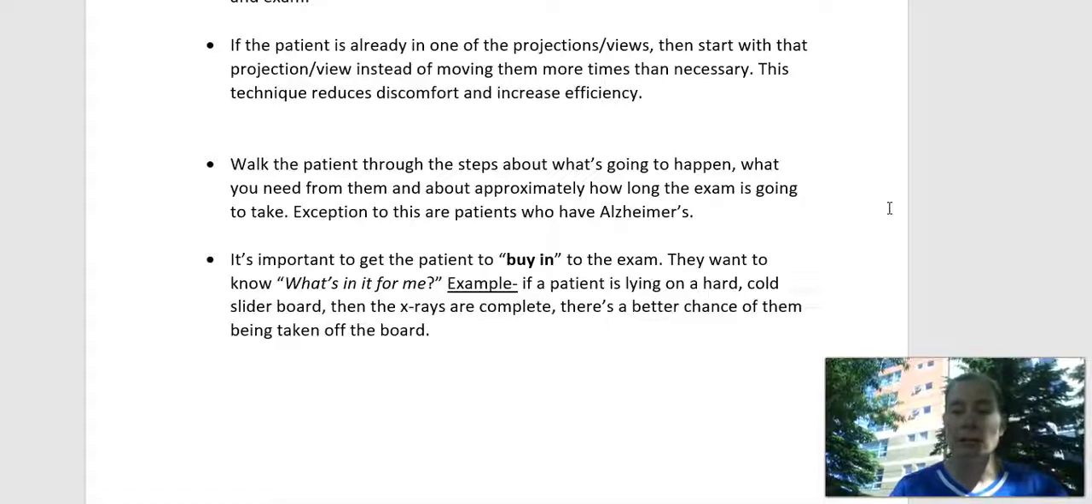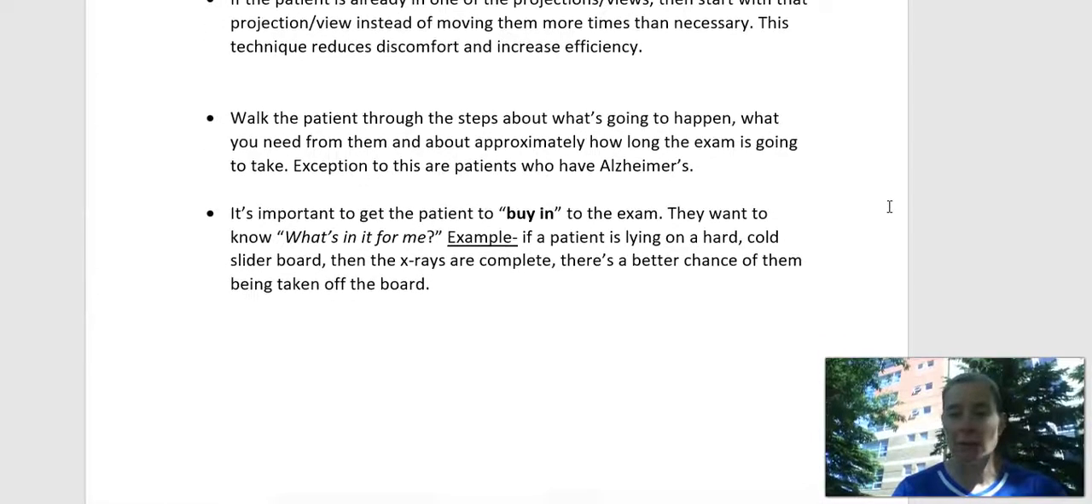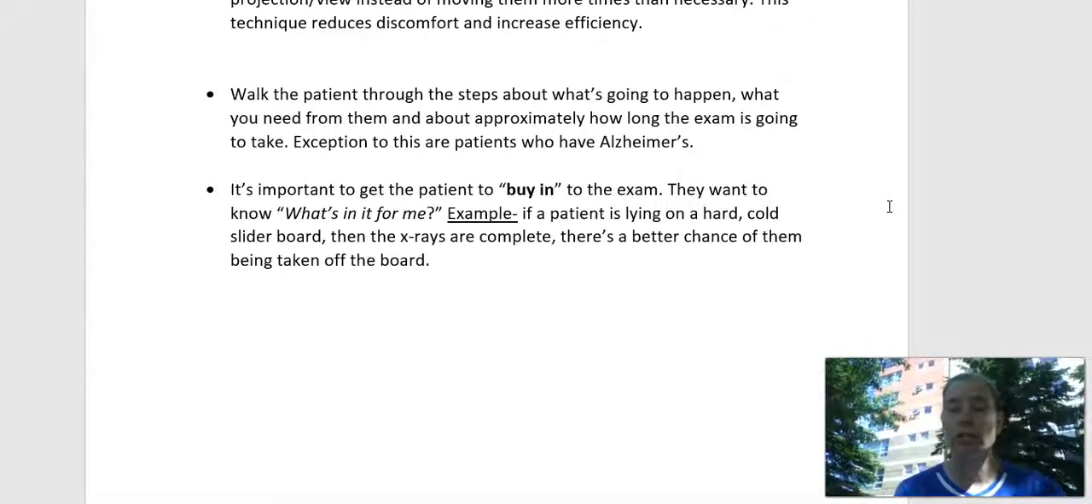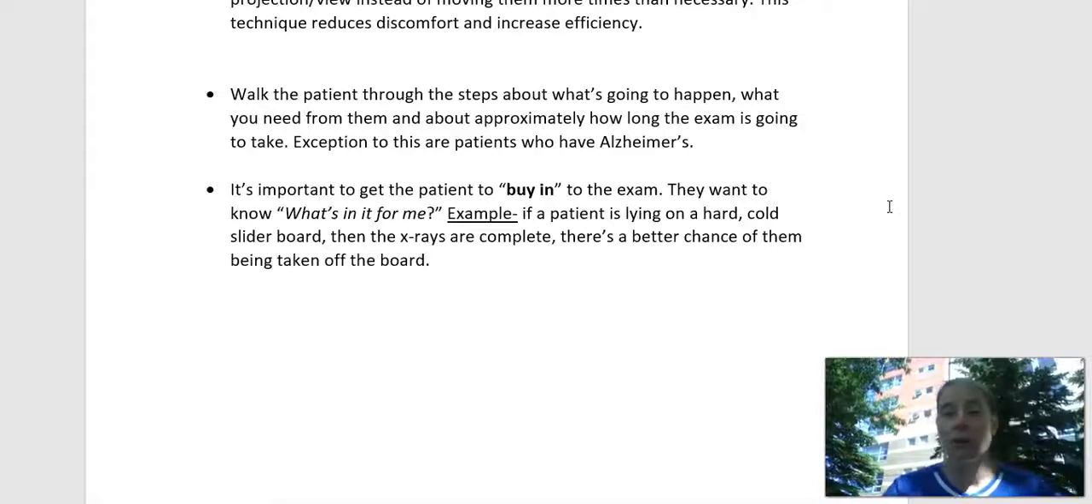Let's walk the patient through what's going to happen next. Okay. So it's an ongoing conversation. All right. So from here, from there, this is what we're going to do. We're going to estimate how long it's going to take. All right, we're going to follow up with an explanation as to what's going to happen afterwards.